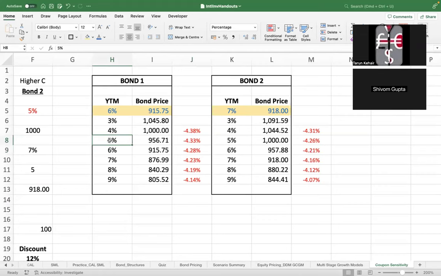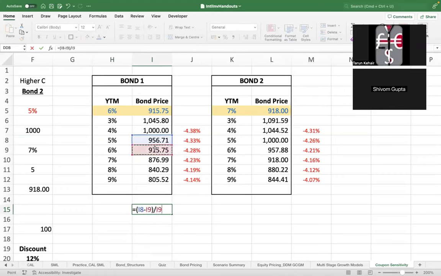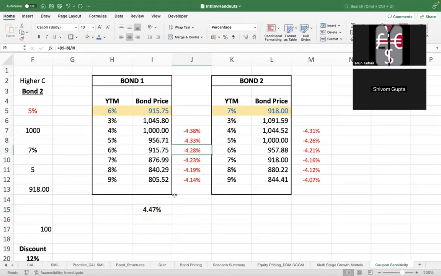Have you tried doing that? What happens? It becomes 956 minus 915 divided by 915, which comes to 4.47%. So if you compare it with 4.28%, it means that the rise in price because of a drop in yields will be higher than the drop in price because of the increase in yields, and that's what causes the convex relationship in the bond.